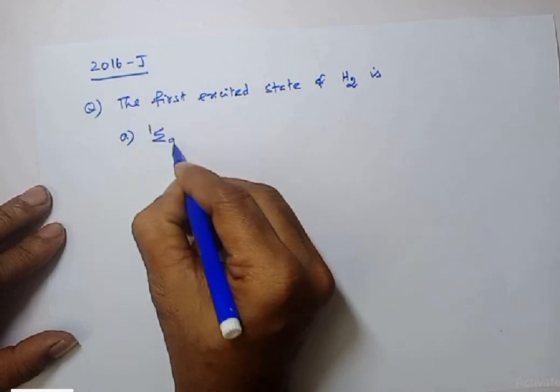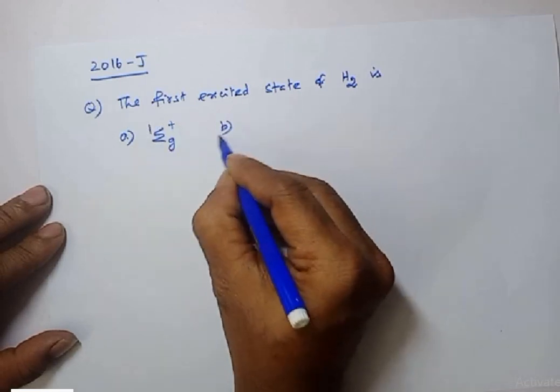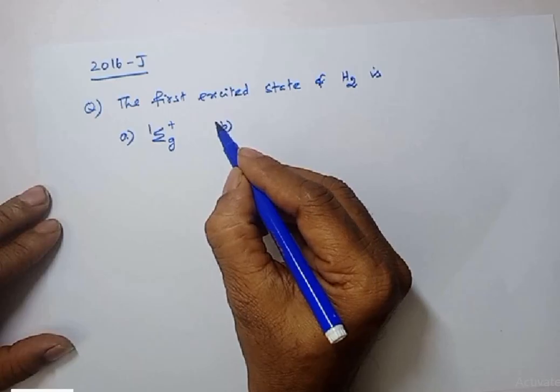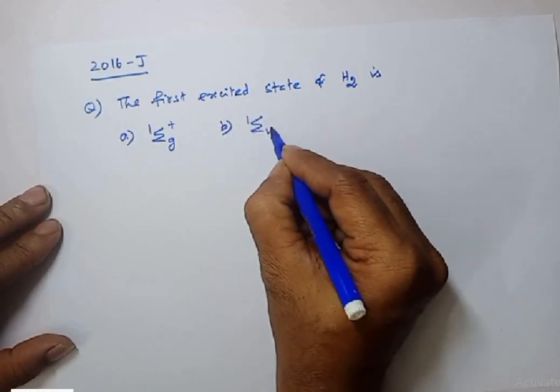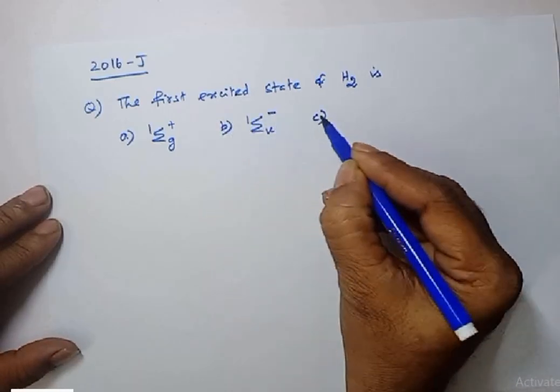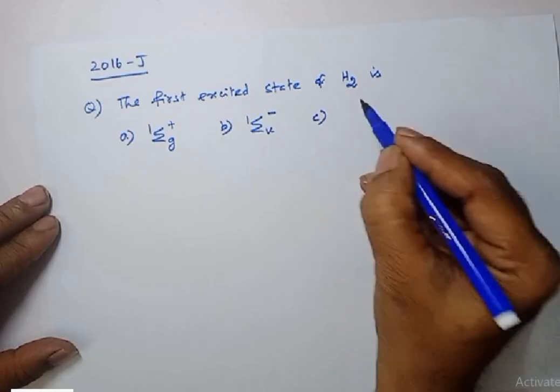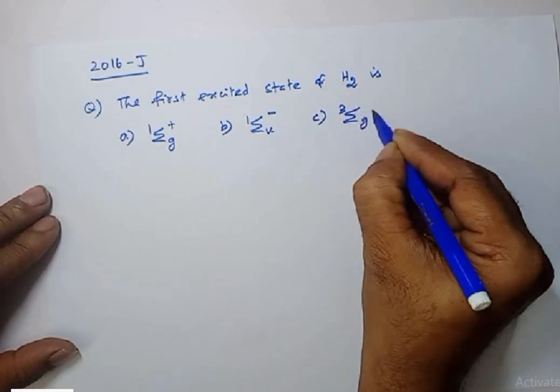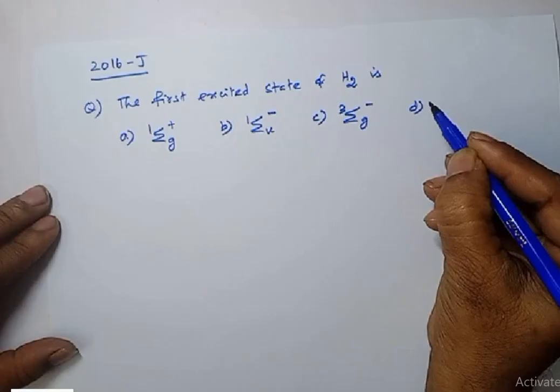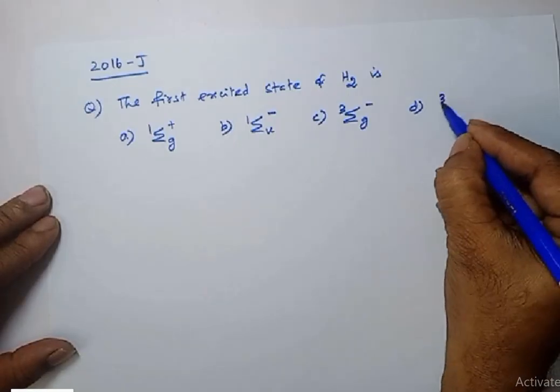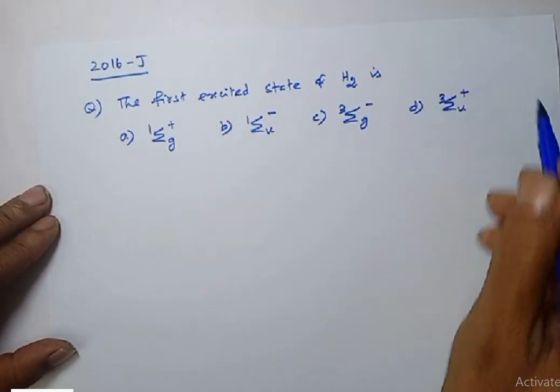Option A, singlet sigma gerade plus. Option B, singlet sigma ungerade minus. Option C, triplet sigma gerade minus. Then option D, triplet sigma ungerade plus. Okay.